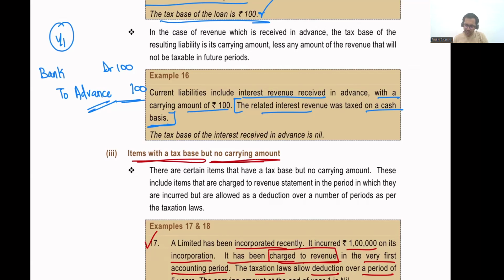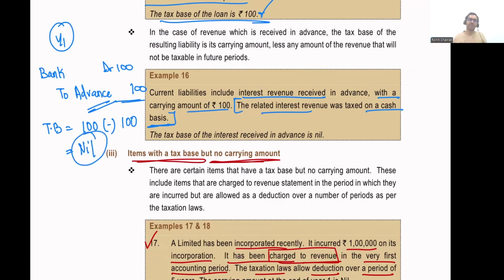All right. So the tax base over here will be the carrying amount of 100 minus the amount that will not be taxed in future. What is the amount that will not be taxed in future? The entire 100, which is already taxed in year one, will not be taxed in future again. Therefore, the tax base is going to be equal to zero.